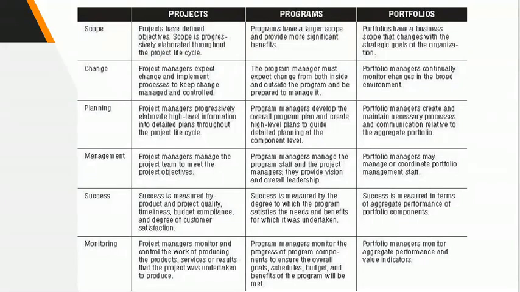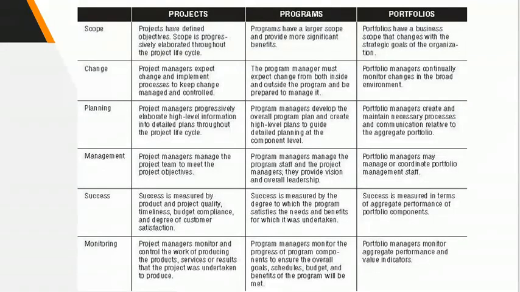So basically, when we are talking about the relationship between the project, program and portfolio, we are talking about the different organizational project management aspects: scope, change, planning, management, success and monitoring. When we are talking about the scope of a project in organizational project management, projects have defined objectives and scope can be elaborated throughout the project life cycle. Similarly, for the scope of programs, we are talking about the scope of program components and the program benefits to the organization, which give us the outputs and outcomes of the program that are delivered and coordinated in a complementary manner. Portfolios have an organizational scope that changes with the strategic objectives of the organization. When we are working on the different parts of organizational project management, we have to encounter change, planning, management, monitoring and success.